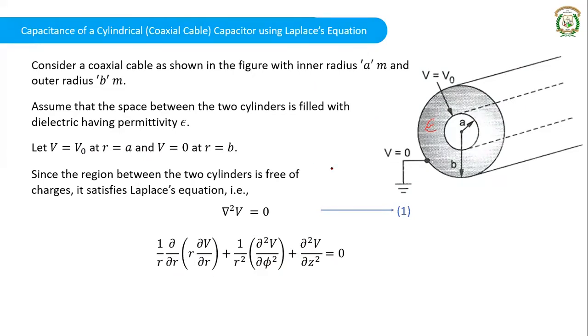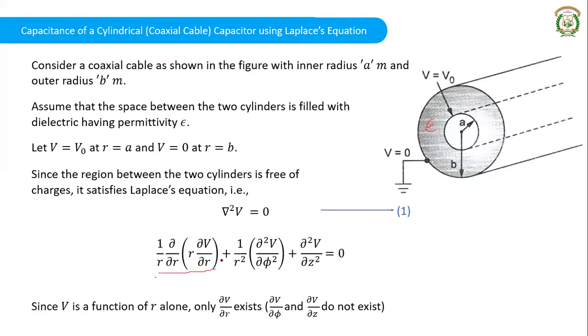The potential is a function of radius alone. So the components dou V by dou phi and dou V by dou z become 0. What remains is only this particular term, 1 by r, dou by dou r, r into dou V by dou r. Since V is a function of r alone, only dou V by dou r exists. That means dou V by dou phi and dou V by dou z do not exist, so these terms become 0. What remains is just this term, 1 by r, dou by dou r of r into dou V by dou r, equal to 0. The 1 by r term can be taken to this side, so dou by dou r of r into dou V by dou r is 0.